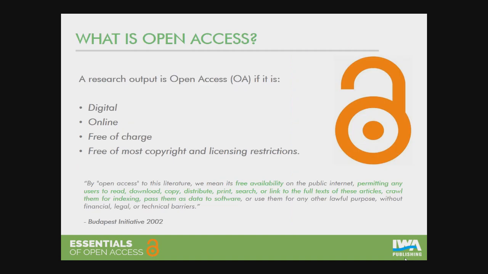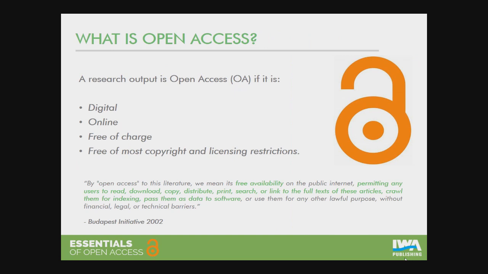So what really is open access? Essentially, open access is the free, unrestricted access to research outputs. And generally, in order for something to qualify as open access, it should be digital, it should be online, it should be free of charge, so you should be able to access it for free. And also importantly, it should be free of most copyright and licensing restrictions.